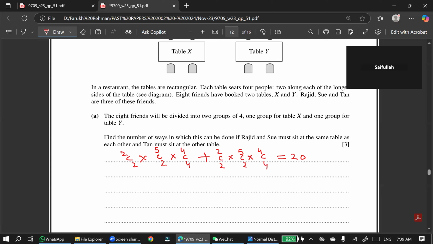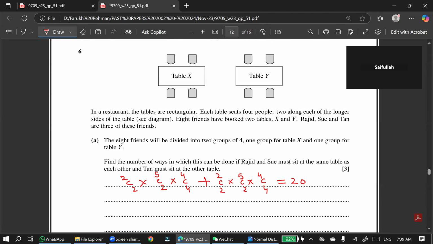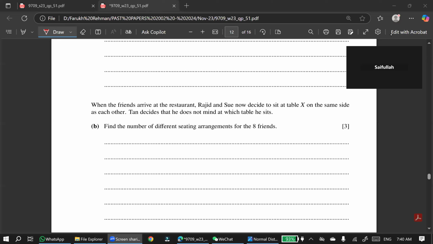Yes, sir. One more time. Okay. First of all, we will place Rajit and Sui. When the friends arrive at the restaurant, Rajit and Sui decide to sit at table X on the same side as each other. Tan decided that he does not mind at which table he sits. Find the number of different seating arrangements for the 8 friends.